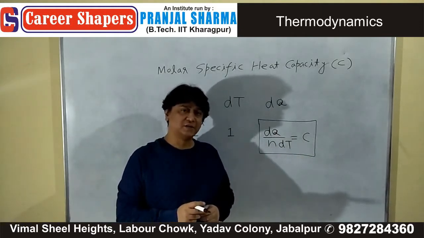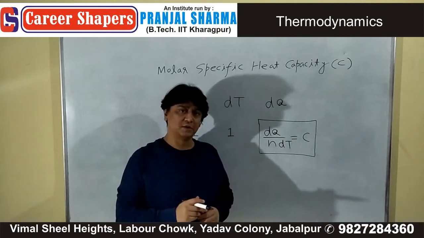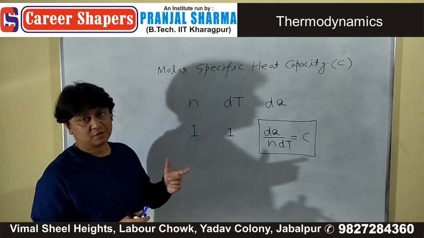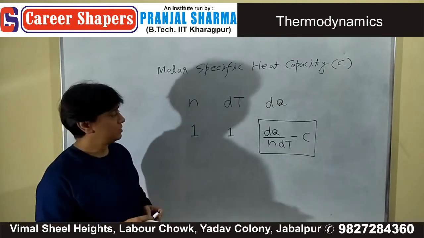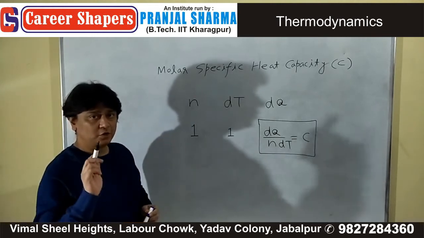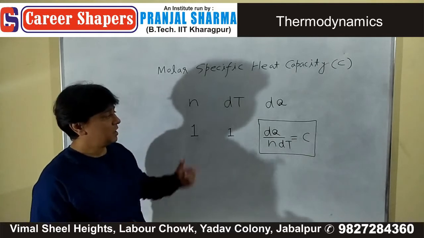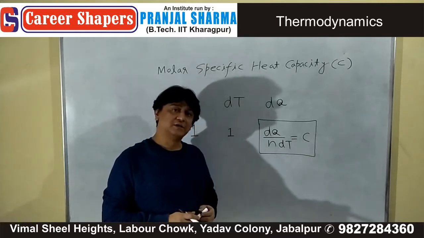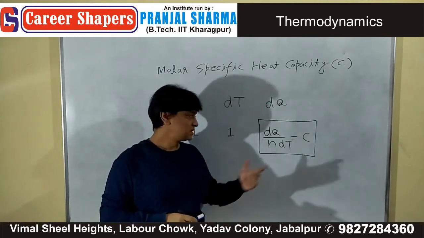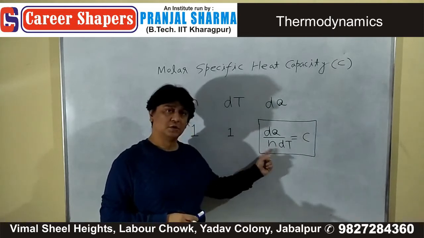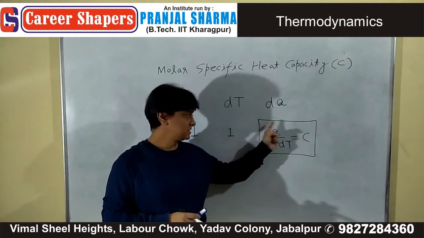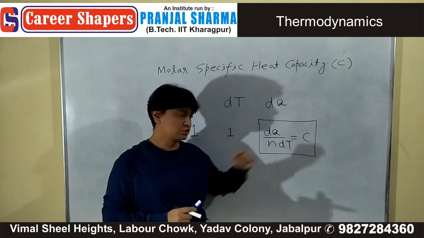In physics, we have a tendency to develop things for unit numbers. What is density? Mass of unit volume. What is velocity? Displacement covered in unit seconds. Gravitational intensity is gravitational force on unit mass. Similarly, for unit moles, unit degree Celsius change, heat supplied is dQ upon n dT, which is called what? C.